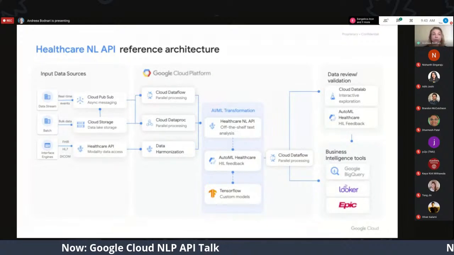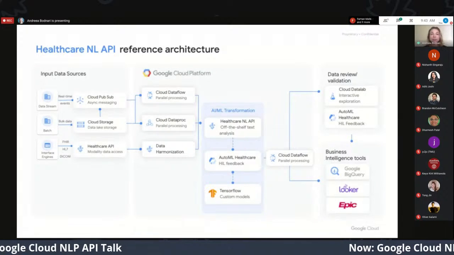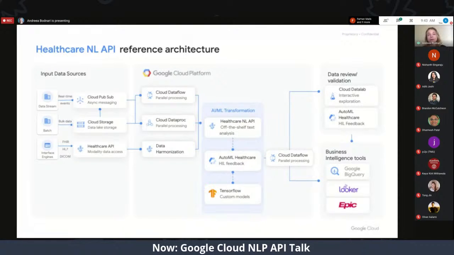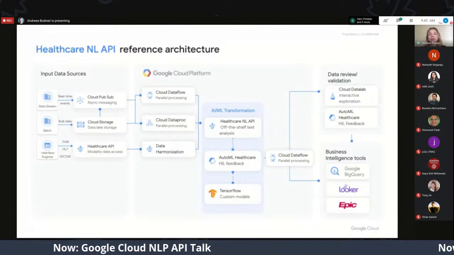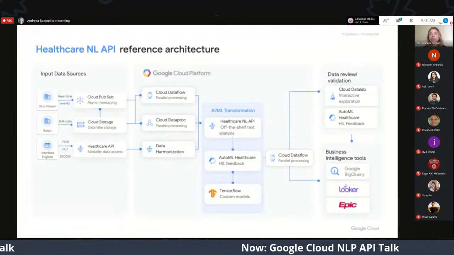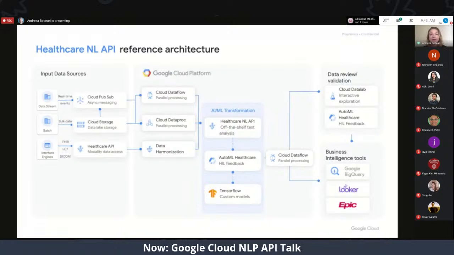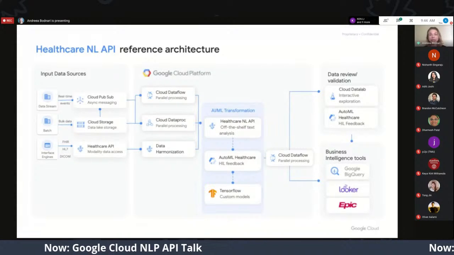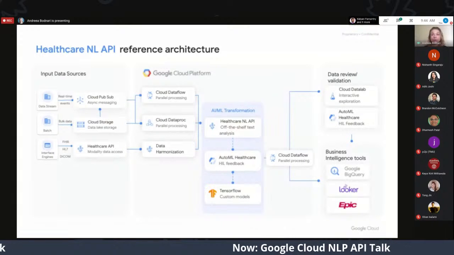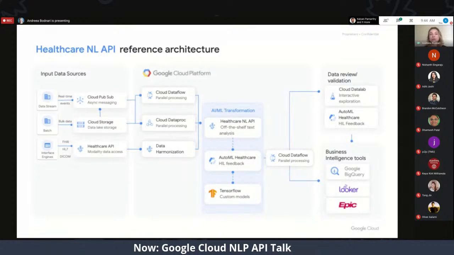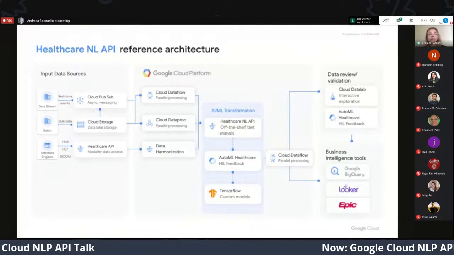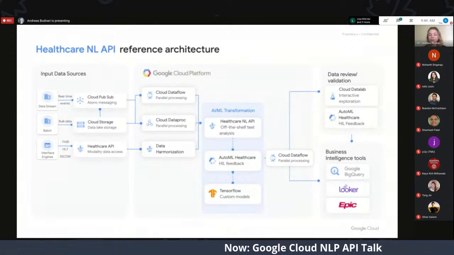So fundamentally, you start with input data sources that can be sent in to Google Cloud. Once the data reaches Google Cloud, you can set up Dataproc services, Dataproc functions that trigger the automatic analysis over the input data. And once the data is analyzed, it can be either sent in for review, or it can be sent in for visualization into BI tools like Looker, or even back into an EHR system like Epic.